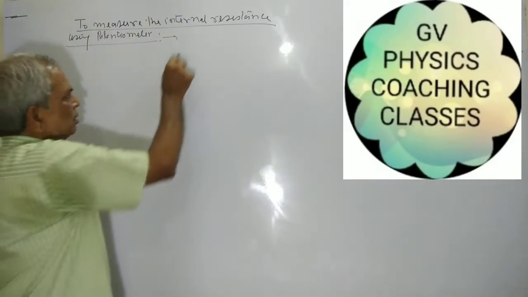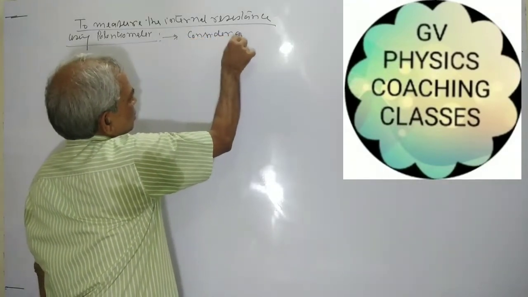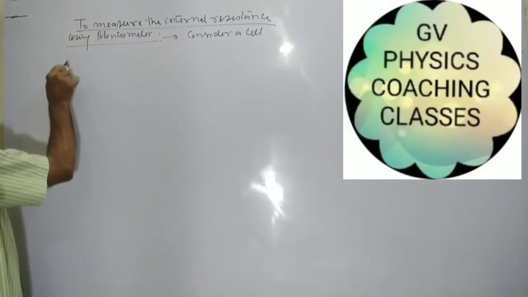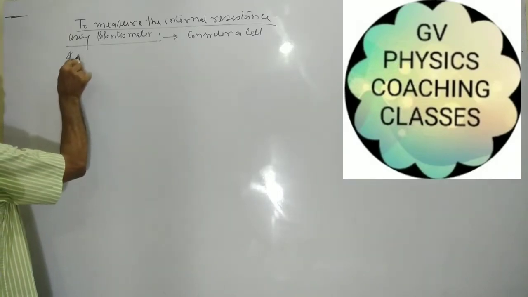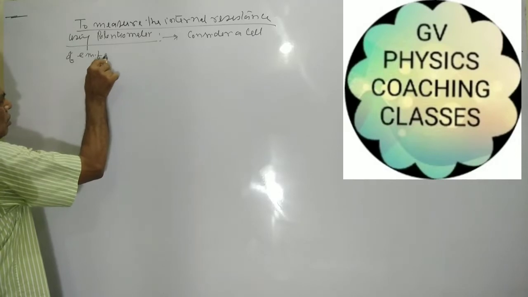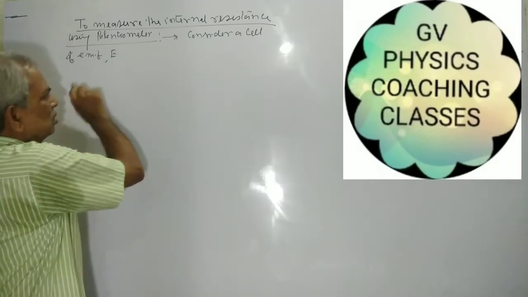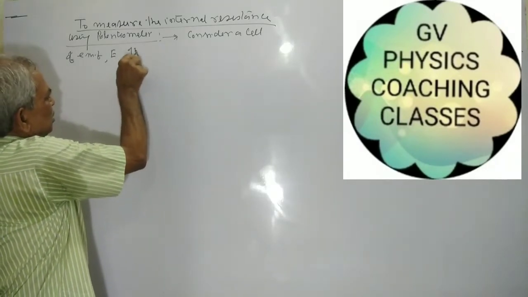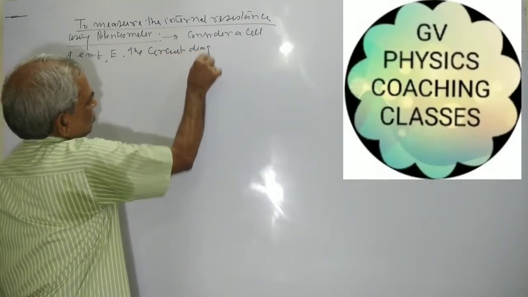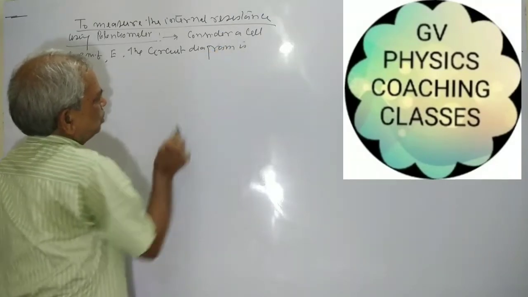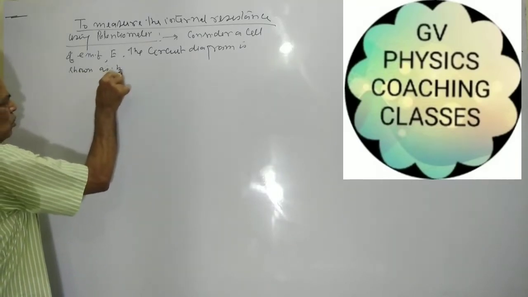Let us consider a cell E of EMF E. The circuit diagram is shown as below.